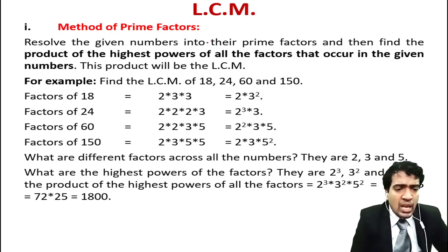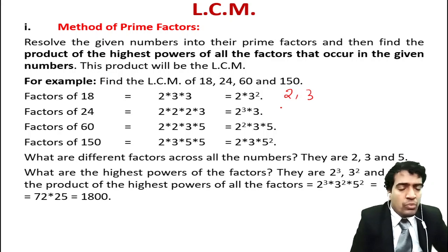Now what are the factors here? We are not talking about the common factors. We are not talking about the condition of the factors being present in all the numbers. We are considering all the factors present across all the numbers. What are all the distinct factors here? Here only 2 and 3 are factors, with varying powers. Here 2 and 3 are factors. Here 2, 3 and 5 are factors. Here also 2, 3 and 5 are factors.